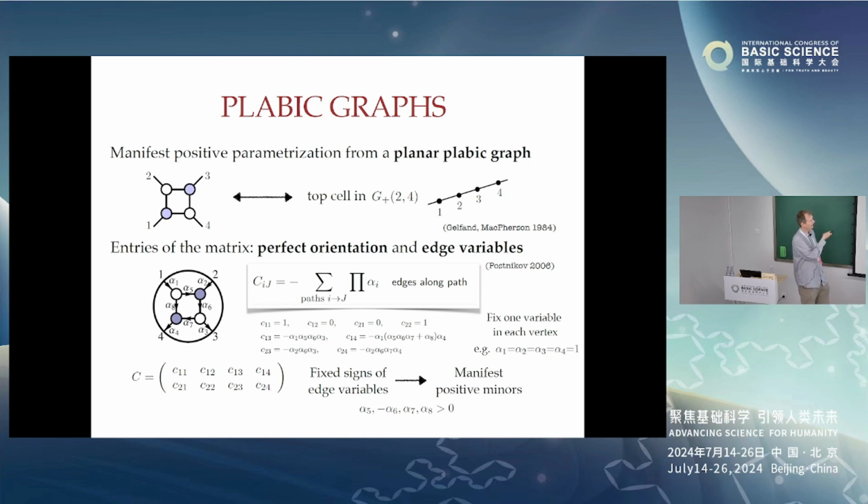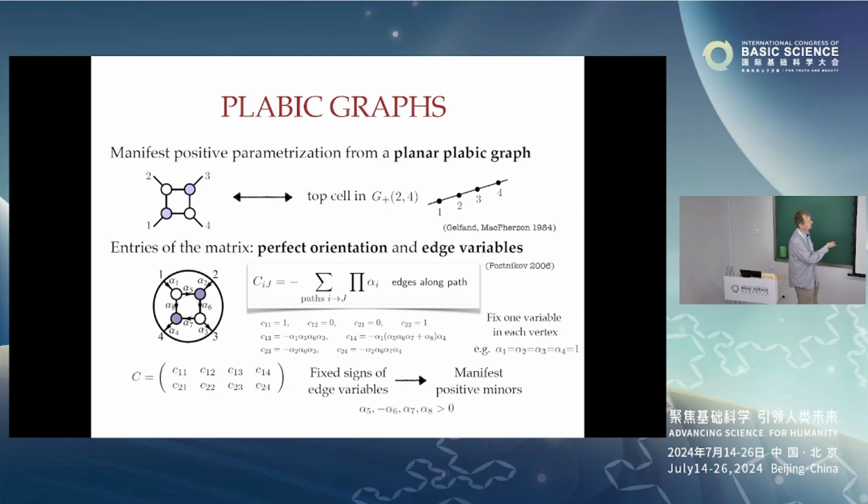And this is that you draw these graphs, these Plabic graphs, which are trivalent graphs with two types of vertices, white and black. Using the graph which corresponds to the matrix, you find variables which will then parameterize the matrix such that all the main minors are positive. This was started by Gelfand and MacPherson in 1984 for a simple example of a 2x4 matrix and this graph, and then generalized by Postnikov in 2006 to any G(k,n).